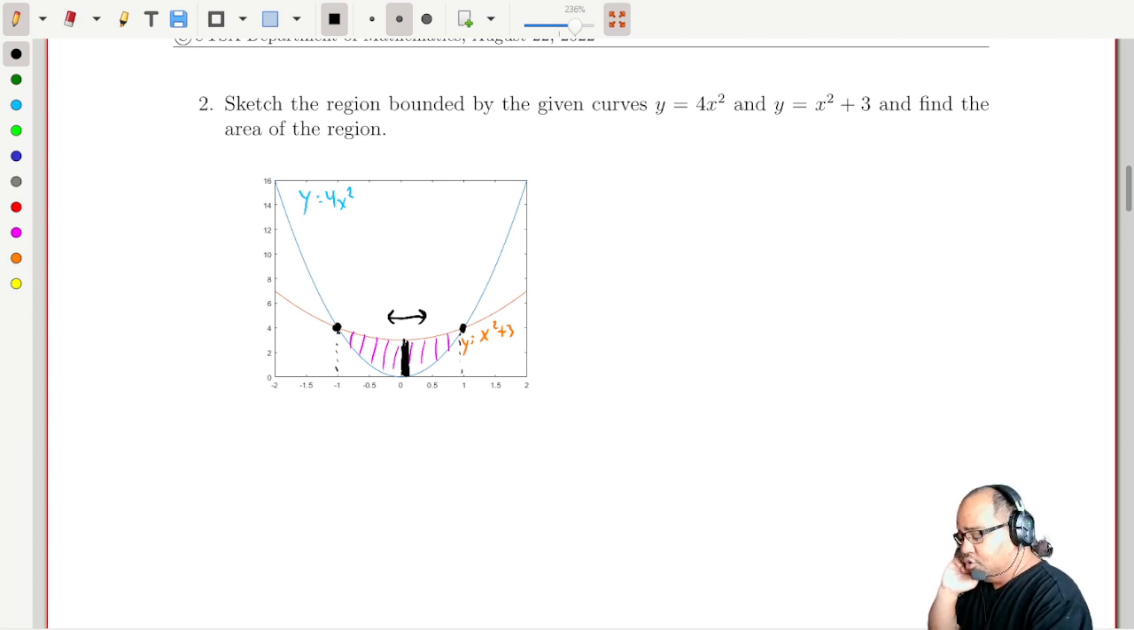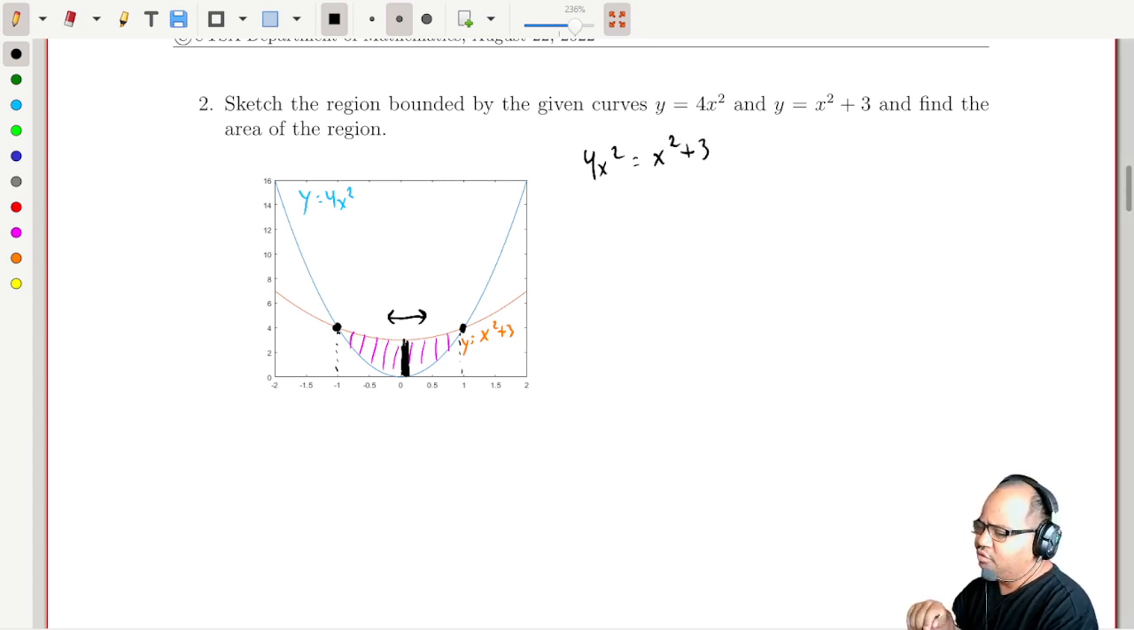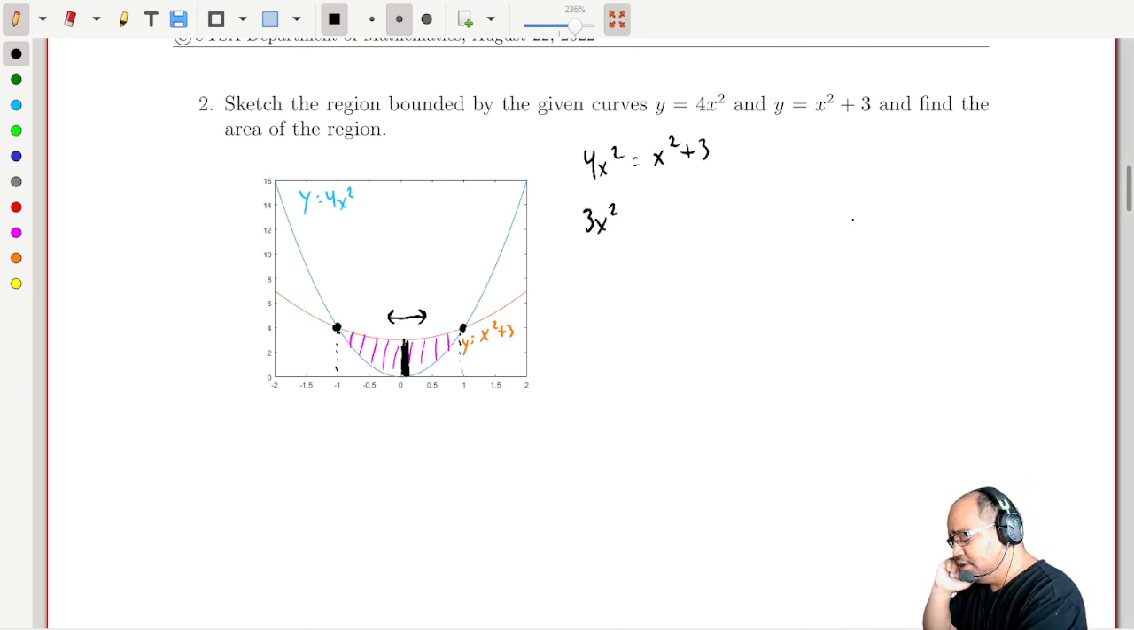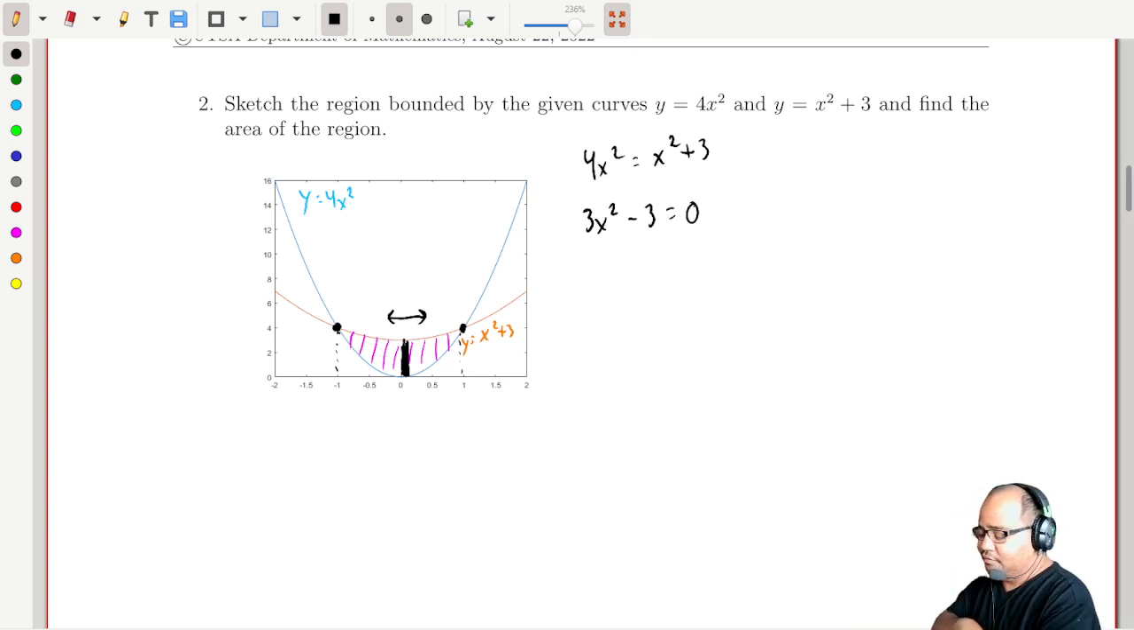Just as usual, we'll go ahead and set these two equal to each other: 4x squared equal to x squared plus 3. This is a simpler looking kind of quadratic. There's no linear term here. We just have a quadratic term and a constant term. Let's go through the usual process. We'll move everything over to the left. We have 3x squared minus 3 equals 0. I see I have a common factor of 3, so we can just factor that away.